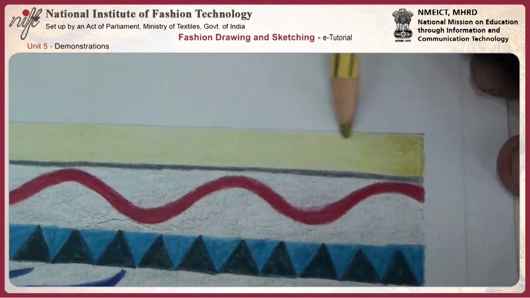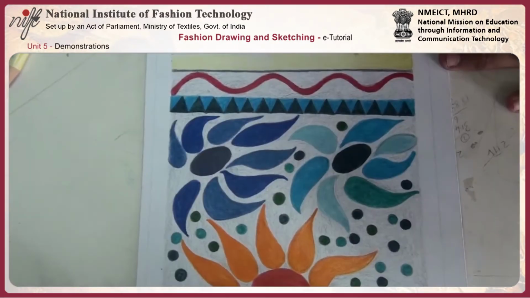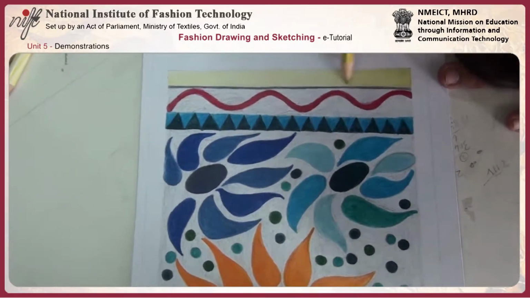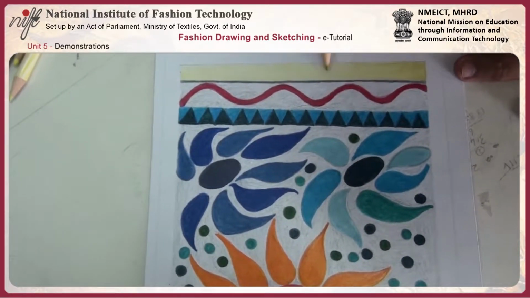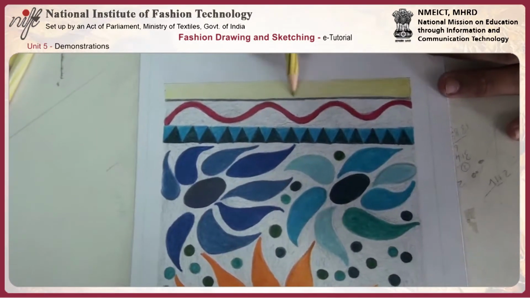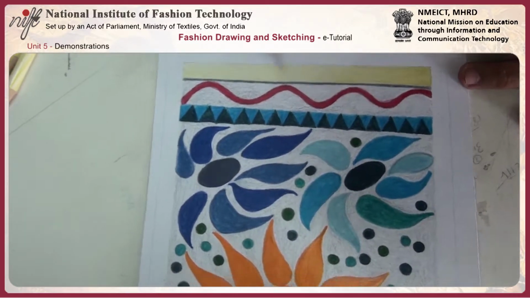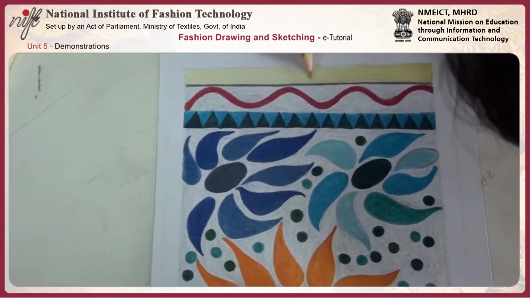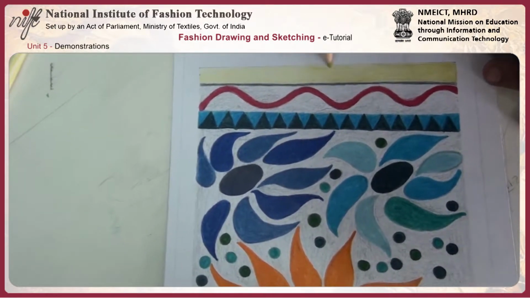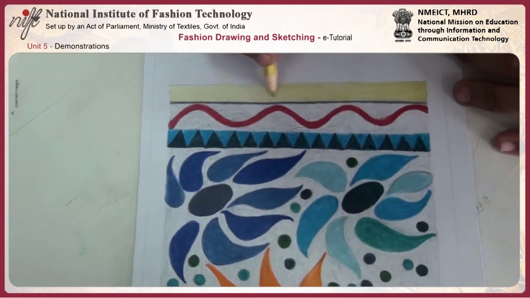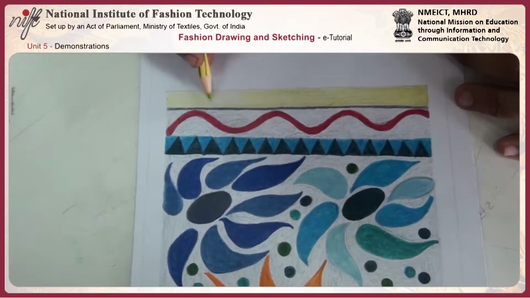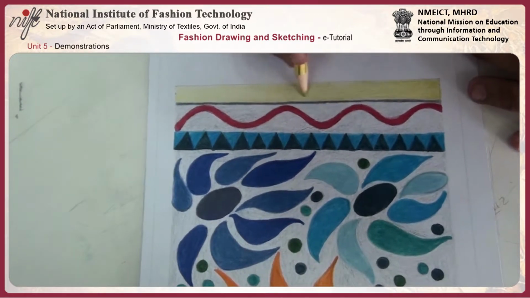Note the evenness of the patches of colors applied. You can see orange petals, light, medium, and dark blue petals, and some circular dots. Here, all the patches look even.